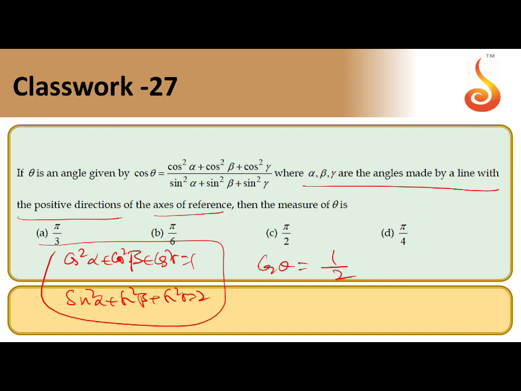Now here cos theta is 1 by 2. So theta equal to 60, meaning pi by 3 is the answer. It's a very good question. Just remember the numerator is 1, denominator is 2, cos theta is 1 by 2, theta equal to 60.